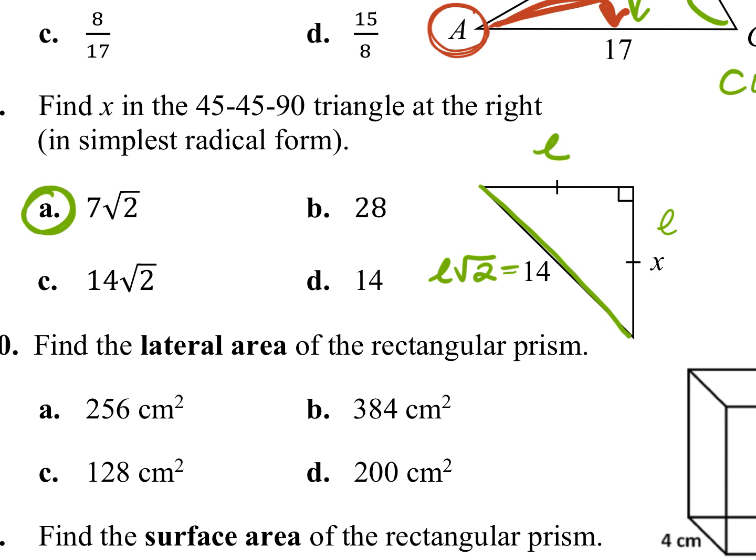The other way you could do it, because you know this is x, you also know this is x, you could do the Pythagorean theorem. x squared plus x squared equals 14 squared. That seems like so much harder though. It is. This way is a shortcut. This way is the do-the-math way. But I don't care which one you do. Do the math way, do the shortcut way. That's up to you.